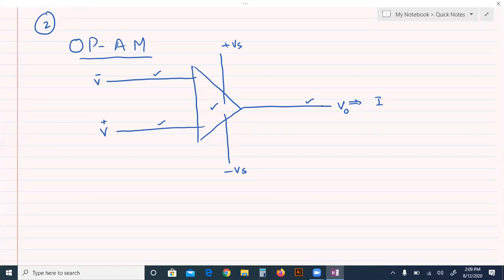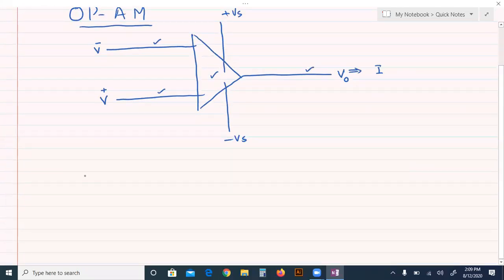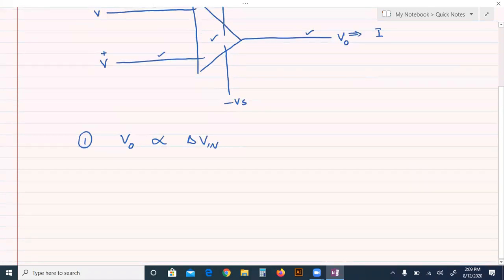Now, do remember, number 1, this output voltage is directly proportional to the difference of the inputs. The larger the difference between the two inputs, the greater the output.